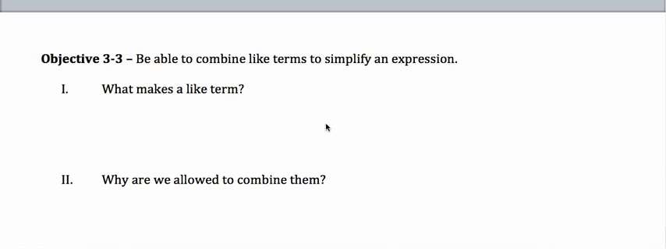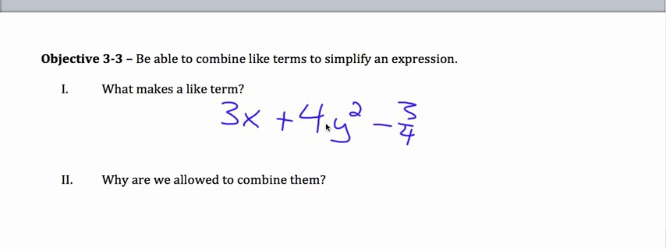Alright, today we're looking at being able to combine like terms to simplify an expression. So, first things first, what makes a like term, or how do we know when we have like terms? A term, first off, is something in an expression that is separated by addition or subtraction.